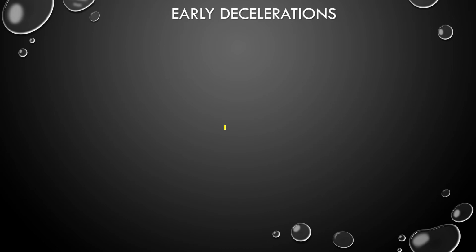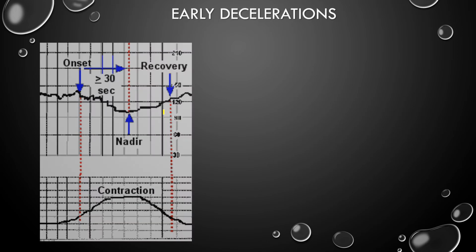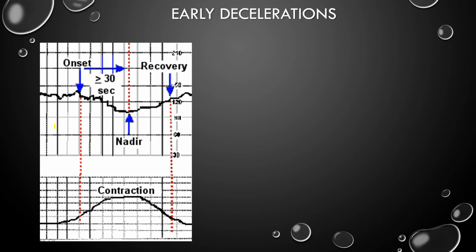So now let's talk about early decelerations and take a look at what this image will look like. You see the upper graph here is the deceleration itself, and the lower graph is the uterine contraction. Notice how the onset of the deceleration is pretty similar to the onset of the contraction, and the peak of the contraction coincides with the nadir, or the lowest point of deceleration, and you have recovery as well and stopping of the contraction.